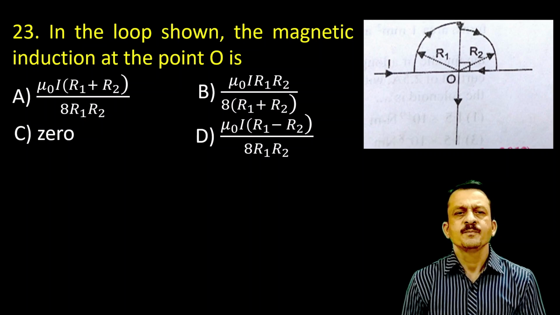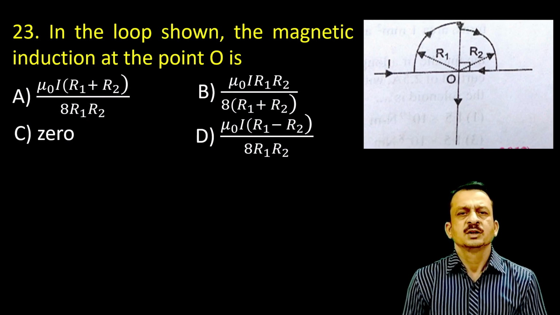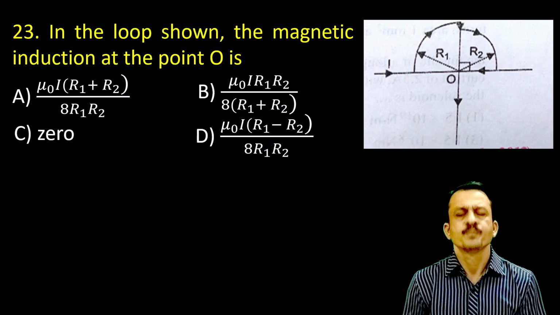Now they have given a loop which is having two straight portions and two curved portions. The straight portions are along the line joining the point to the current element. Therefore angle is 0. Therefore there is no contribution of magnetic field from the straight portions in this case. The curved portions are going to contribute for the magnetic field at the point O.